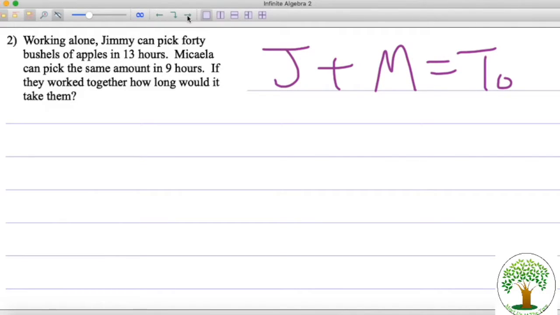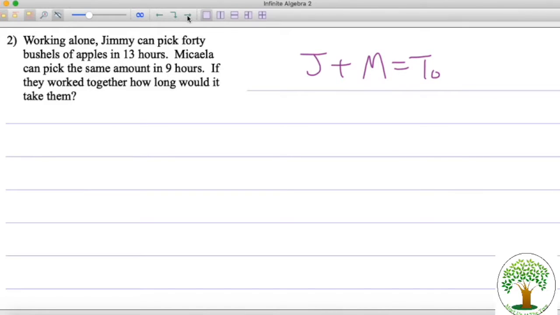All right, then after that, we set it up so that we did some fractions. So what's the fraction for Jimmy? 1 over 13, I agree. This is in hours. What are we doing for the fraction for Micaela? 1 over 9. Do we agree so far? What about the together? 1 over x.